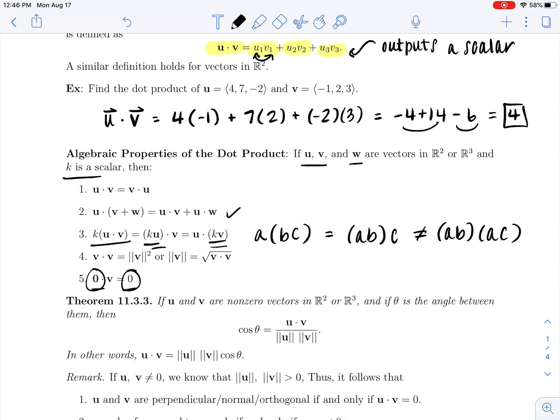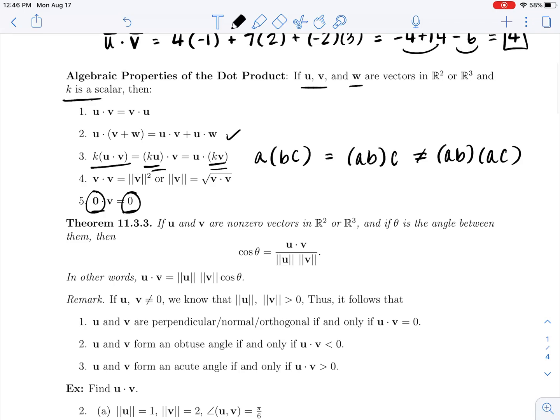That brings us to our next theorem, which gives us a way to utilize the dot product in order to find angles between vectors. So we have if u and v are non-zero vectors in 2 or 3 dimensions, and if theta is the angle between those vectors, then we can express the cosine of the angle between them as u dot v divided by the magnitude of u times the magnitude of v.